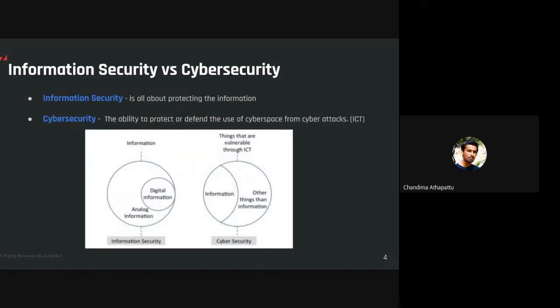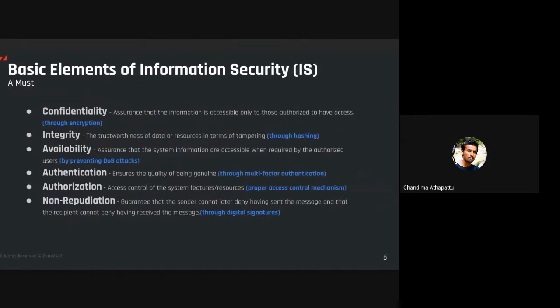As you can see in this picture, in the left side circle we are talking about information security, and we have analog and digital information. With regard to cybersecurity, information is only a part of it. We also have ICT, which is information, communication, and technology. All things related to information, communication, and technology come into cybersecurity. So you can understand the gravity of the cybersecurity term. When you talk about information security, it's a different thing, and when you talk about cybersecurity, it's another thing, right?